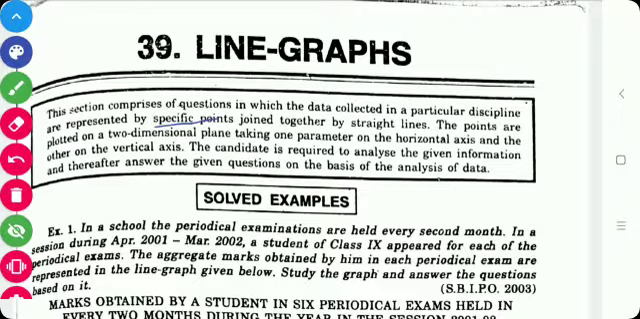The points are plotted on a two-dimensional plane, taking one parameter on the horizontal axis and the other on the vertical axis. So the candidate is required to analyze the given information and thereafter answer the given questions. Okay. So first we will see the first problem.